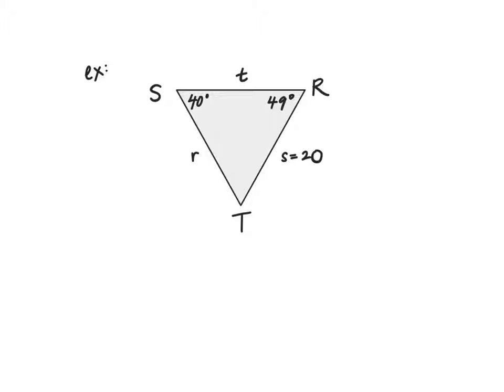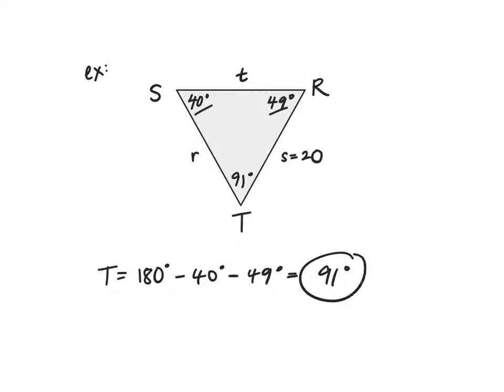All right, let's try another example. Here we're given triangle SRT, and we have to find all the missing parts, rounding to the nearest tenth. Something that stands out to me right away is that I'm already given two angle measures. And when I'm given two angle measures, I can find the third one. So I can find angle T by subtracting from 180 the two known angle measures. So angle T is 91 degrees.